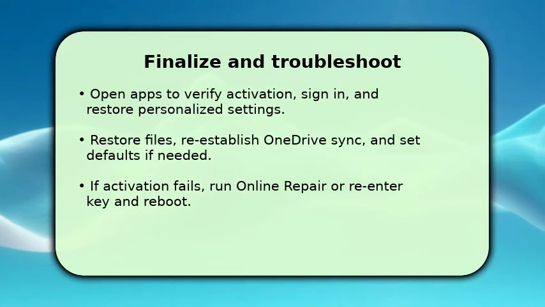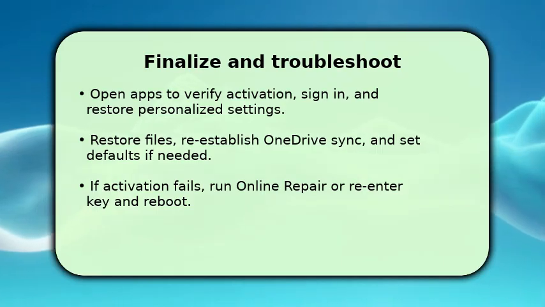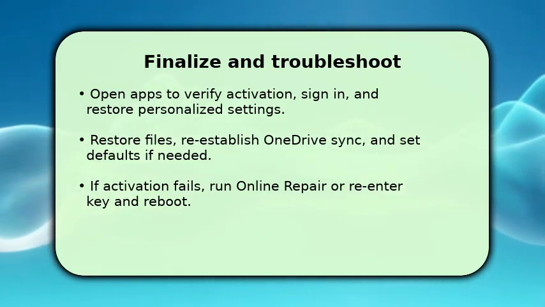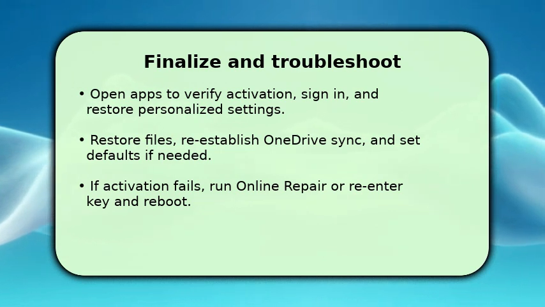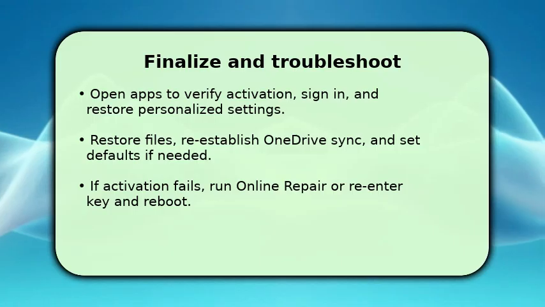If something goes wrong, start with the Office Online Repair from Programs and Features, then re-enter the product key and reboot. If activation still fails, contact IT or Microsoft support for license validation.